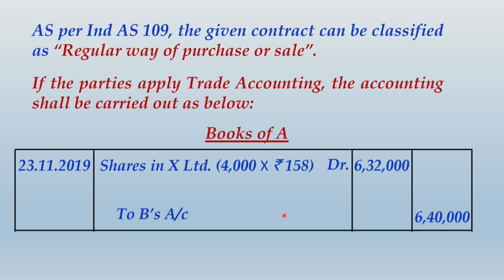Now what will happen? The shares have been recognized at 6,32,000, that is a financial asset, and the financial liability has been recognized at 6,40,000. This is in the nature of a short term payable. This is in the nature of FVTPL. The difference between these two will be recognized as a loss immediately. So P&L debit will be 4,000 shares multiplied by 2. 2 is the difference between 158 and 160. So friends, write up this entry and then I will show you the other entries at the other dates.